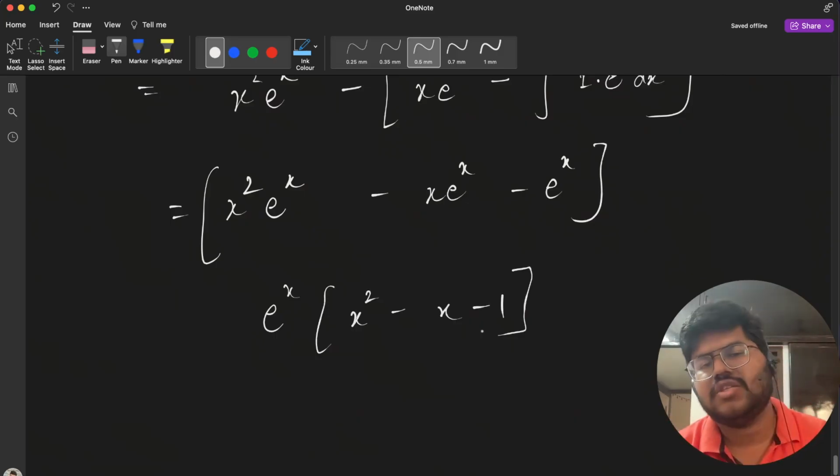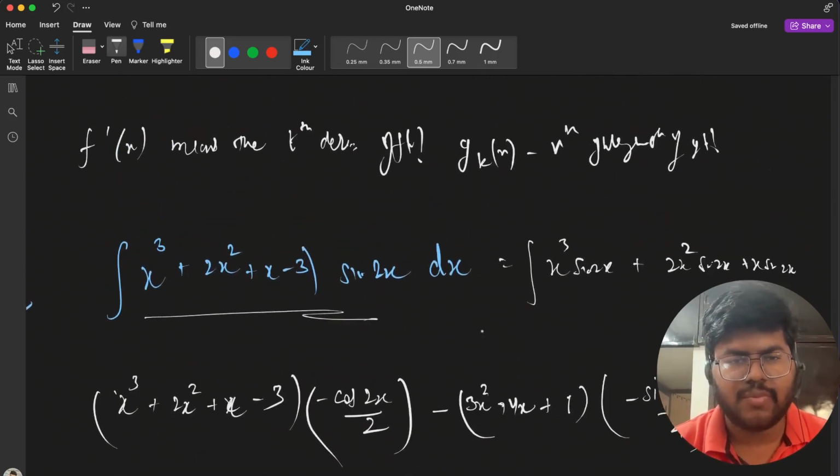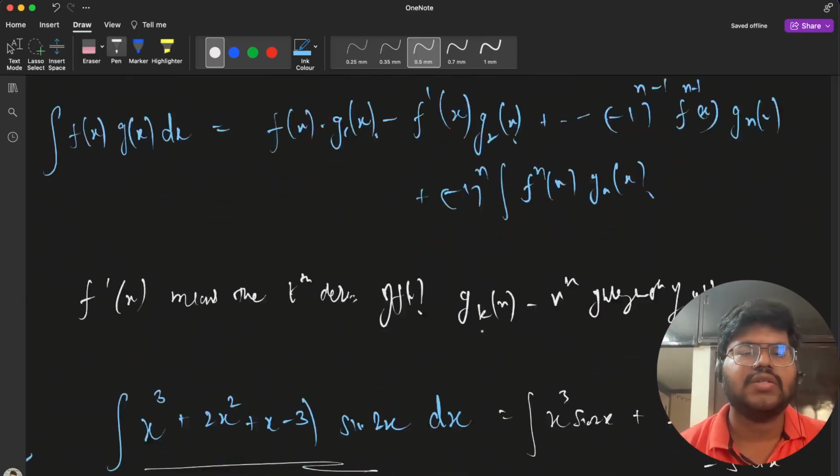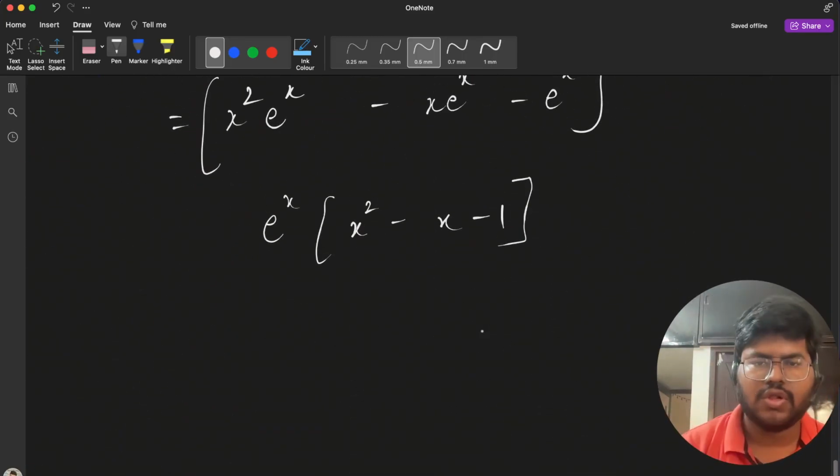So basically this is the longer method. We can also do it by integration by parts, which is the crux of our lecture. We have understood the concept called multiple integration by parts, which is the core concept. So you can apply it here also and try to solve the problem.